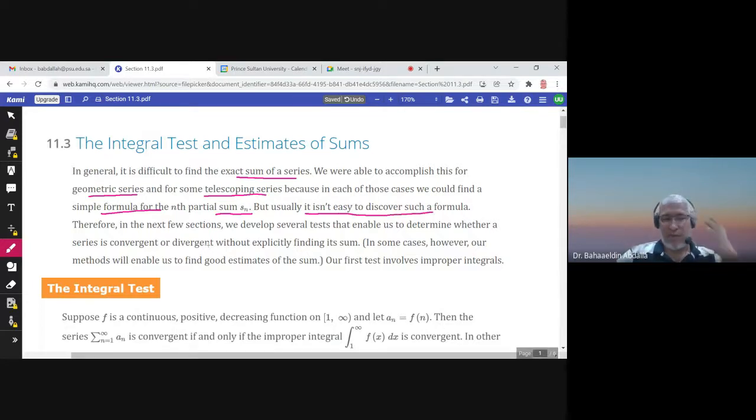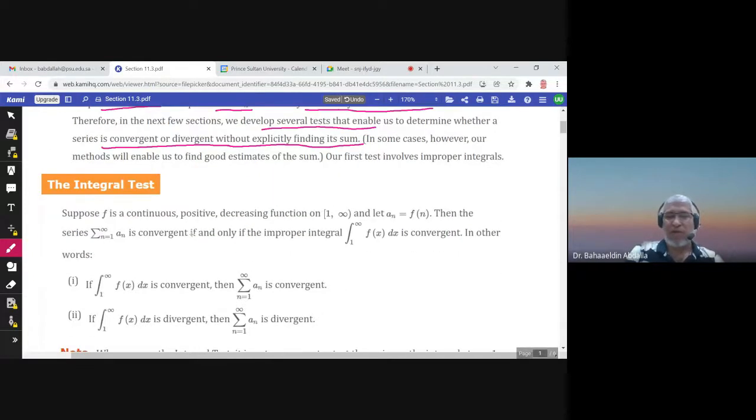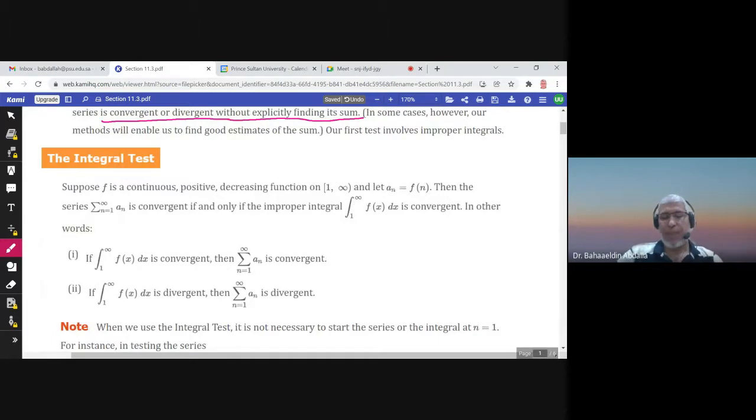Therefore, we will start from now on to develop several tests that enable us to determine whether the series is convergent or divergent without explicitly finding its sum. So we will not find their sum, but we will be able to determine whether the series is convergent or divergent using these tests. The test in this section is called the integral test. And this test has conditions, and you have to pay attention to the conditions of each test.